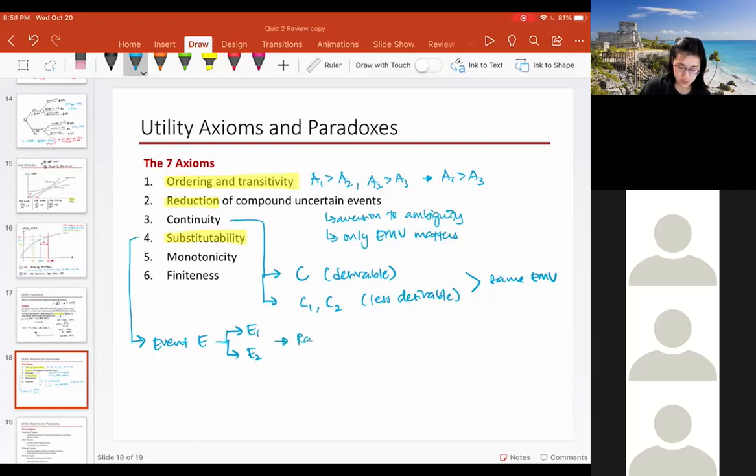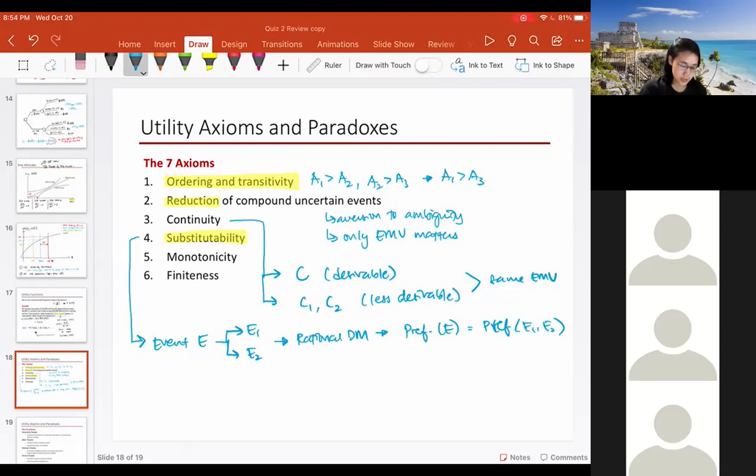To a rational decision maker, the preference of E is going to be the preference of the combination of E1 and E2 together. That's substitutability. You can substitute two uncertain events for one certain event.